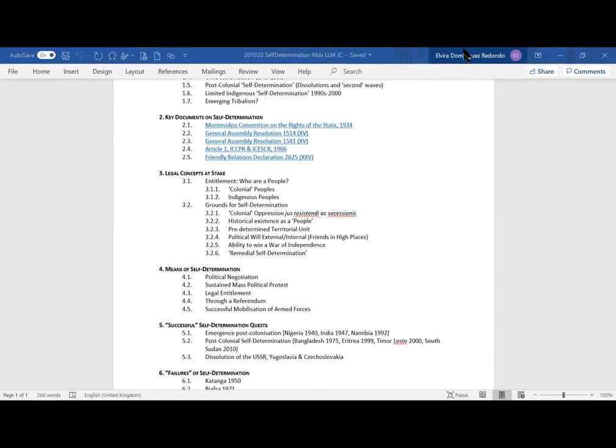So minorities are people who would exist within a state who may be ethnically, religiously, or linguistically, or for other reasons, different from the rest of the population of a state, and they live in a non-dominant position. A typical example of this would be Muslims in Britain, for instance, who are British nationals, but who are not necessarily in a hierarchically strong position.